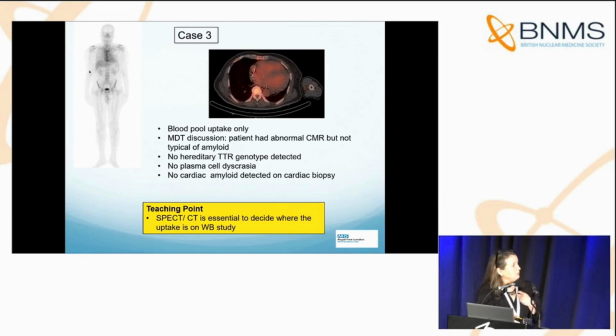In the MDT discussion, the patient had an abnormal CMR, but it wasn't typical of cardiac amyloid. There was no hereditary genotype detected and no plasma cell dyscrasia. However, because this patient had a slightly abnormal CMR, he did go forward to have a cardiac biopsy, which, obviously, endomyocardial biopsy is not without risk. So, SPECT CT is useful for deciding where the uptake is.